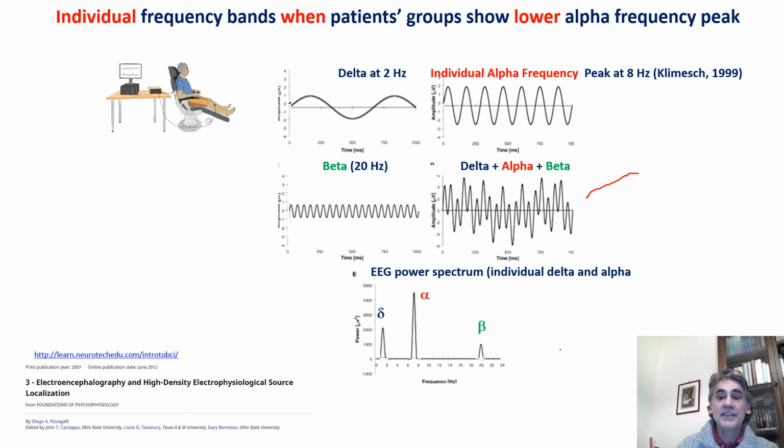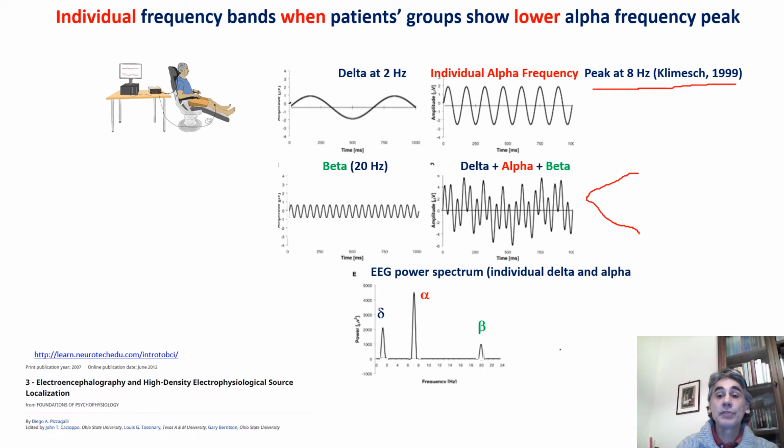The EEG is a complex signal, but can be decomposed into the elementary oscillations at different frequencies. This allows the identification of the individual alpha frequency peak. This peak represents the frequency showing the maximum power in the range of alpha rhythms. On the basis of the individual alpha frequency peak, one may define the individual delta, theta, and alpha frequency bands.